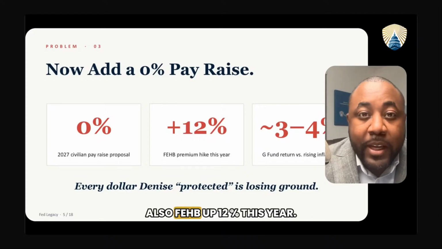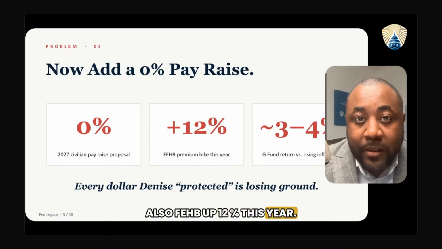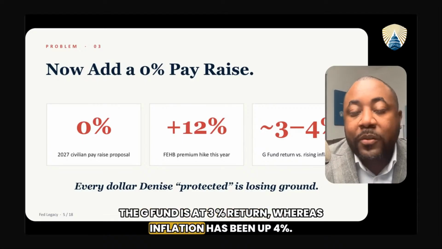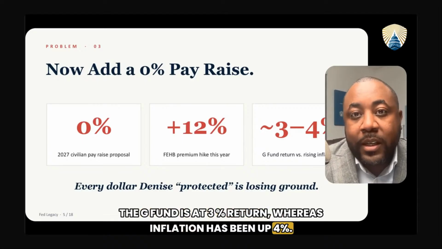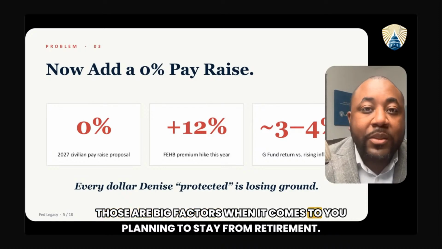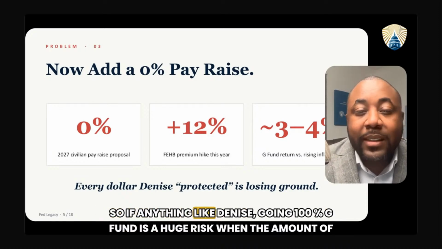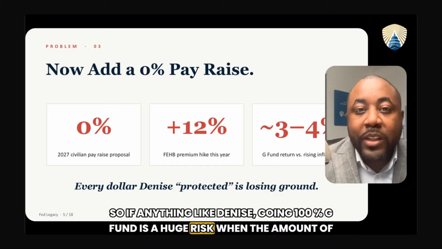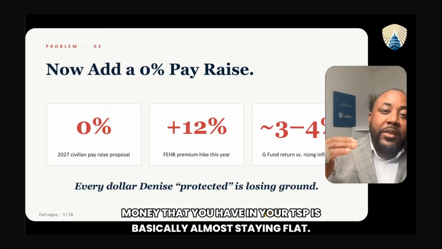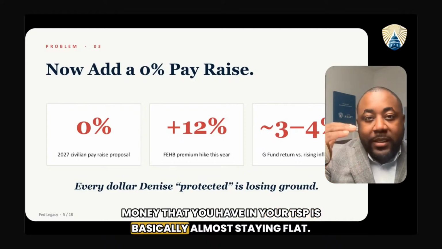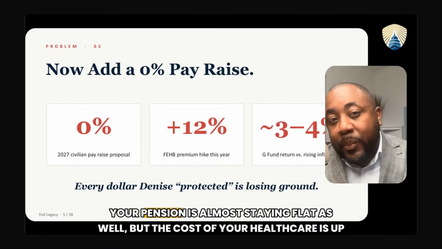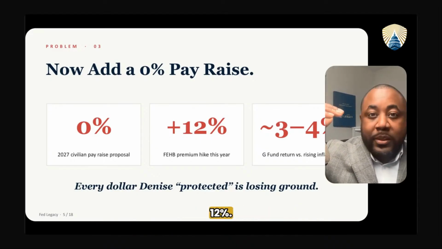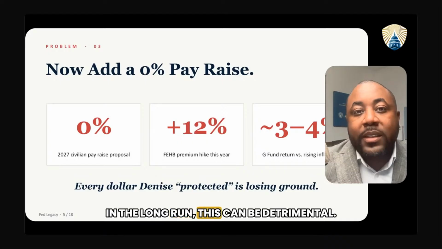Also, FEHB is up 12% this year. If the G fund is at 3% return, whereas inflation's been up 4%, those are big factors when it comes to playing it safe in retirement. So if you're anything like Denise, doing 100% G fund is a huge risk when the money you have in your TSP is almost staying flat. Your pension is almost staying flat as well, but the cost of your healthcare is up 12%. In the long run, this can be detrimental.